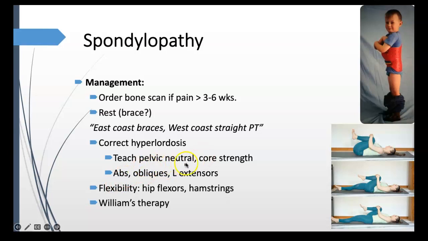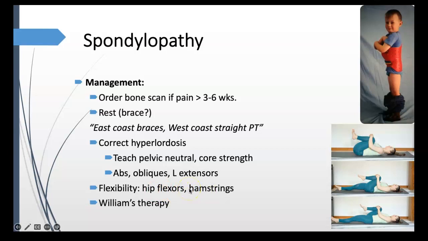Teach them pelvic neutral, core strength, abs, obliques, lumbar extensors, all of the things that come across the lumbopelvic hip complex. We actually want to work on them. And then we want to increase flexibility of the hip flexors, right, which will pull the pelvis into an anterior position, increasing lordotic curve. So we want to increase flexibility of the hip flexors and hamstrings where needed.